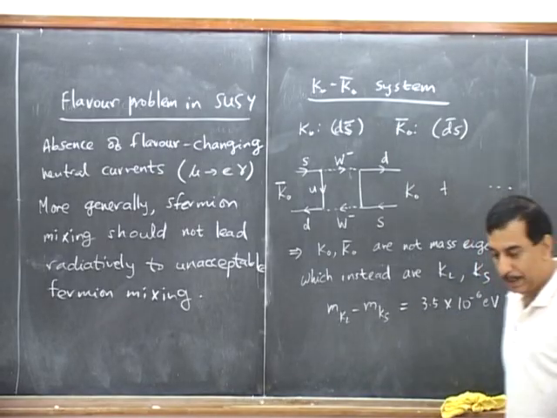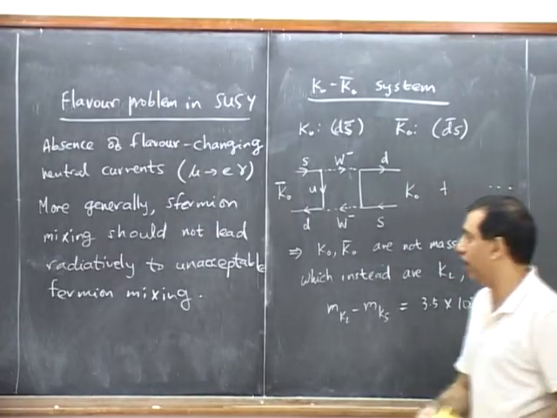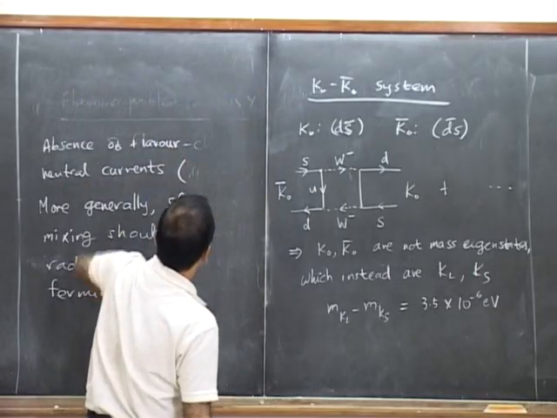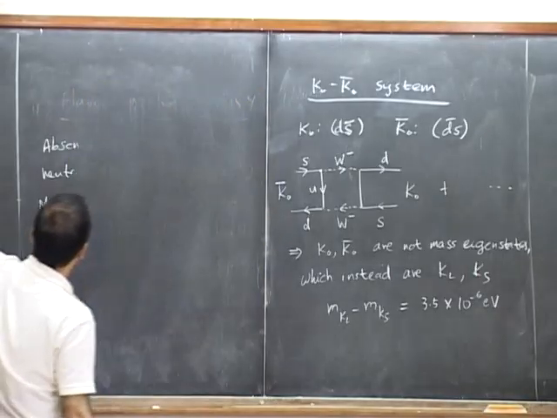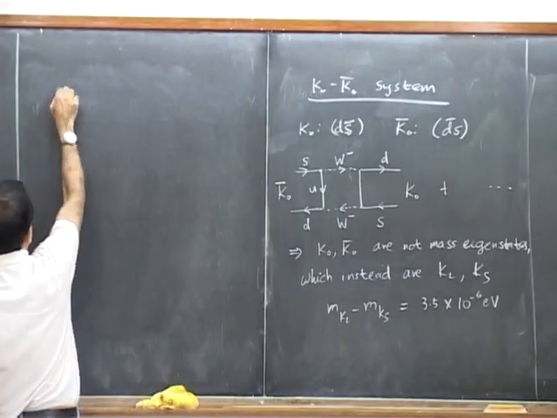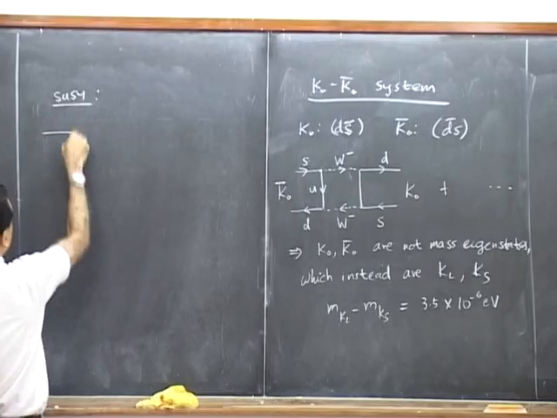So if the MSSM with soft breaking is going to make the mixing much worse, then we could be in lots of trouble. So what does supersymmetry do? It adds a new diagram.